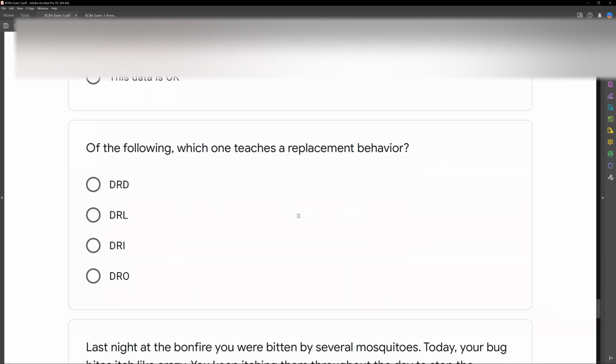Of the following, which one teaches a replacement behavior? All right, you have to know all the differential reinforcements. The two differential reinforcements that teach replacement behaviors are DRAs and DRIs. DROs, DRLs, DRDs, DRHs do not teach replacement behaviors. So either DRI or DRA. So if we just scan, find DRI, that's our answer. Again, easy question. If this question wasn't easy, you need to go back and review differential reinforcement.